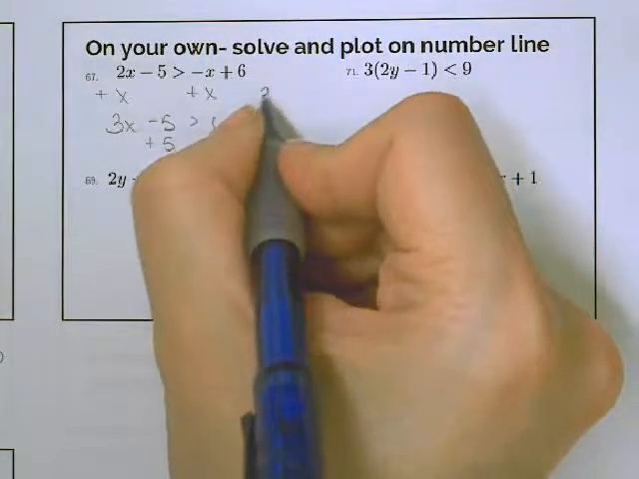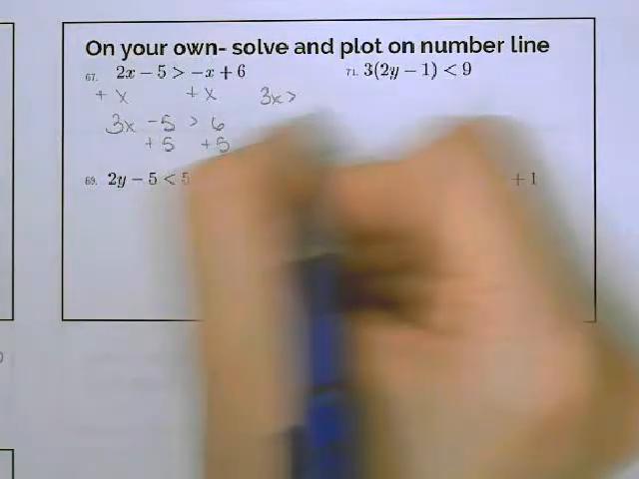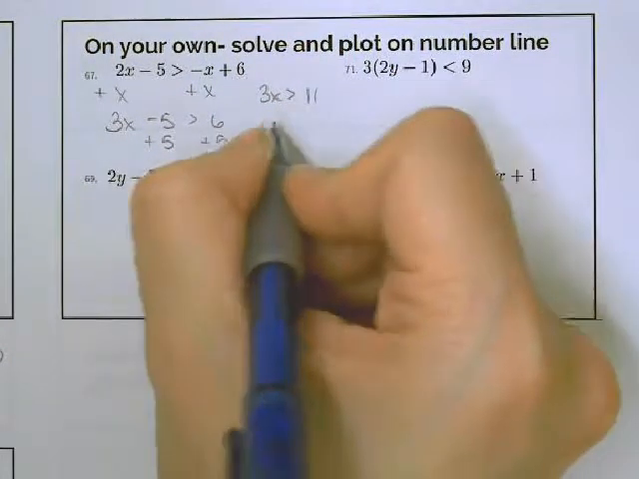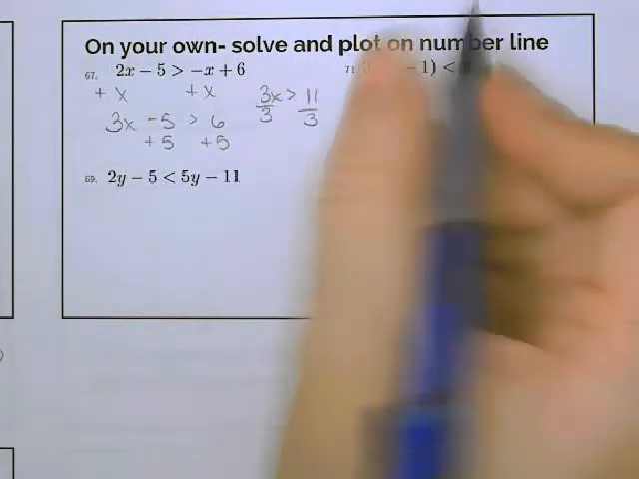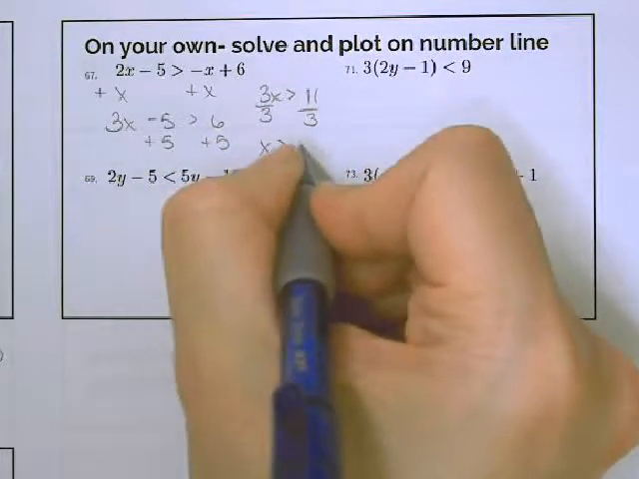So I brought this over here. Divide both sides by 3. And I end up with just x is greater than 11 over 3. It's not a very nice one, but it works well enough.